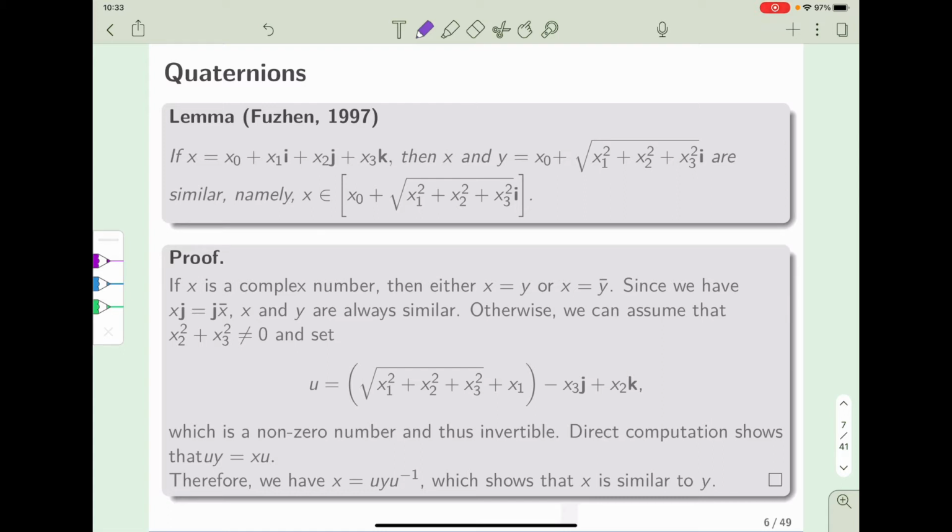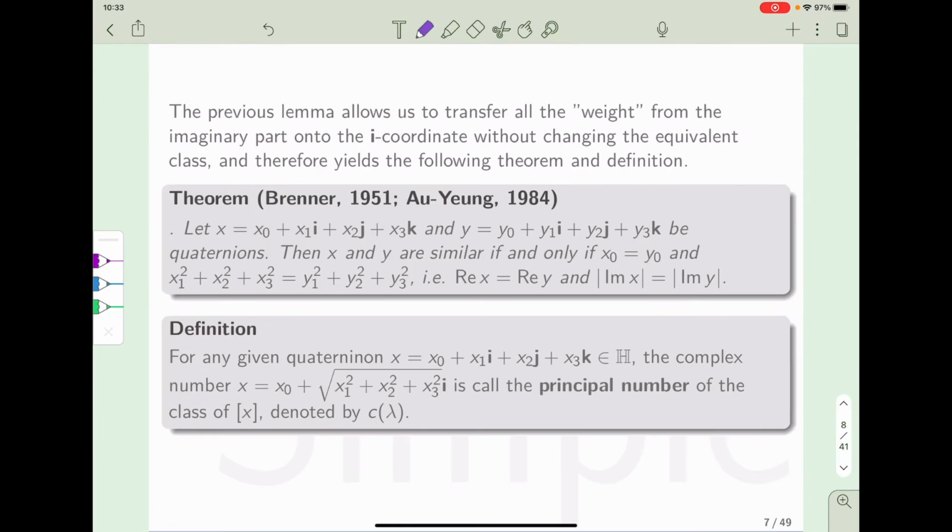So we can think of the imaginary part of a quaternion as a three-dimensional vector and have the following theorem interpreted as follows. It says two quaternions are equivalent if and only if they have the same real parts and their imaginary vectors also have the same norm. And this unique complex representative of each equivalence class is called the principal number.